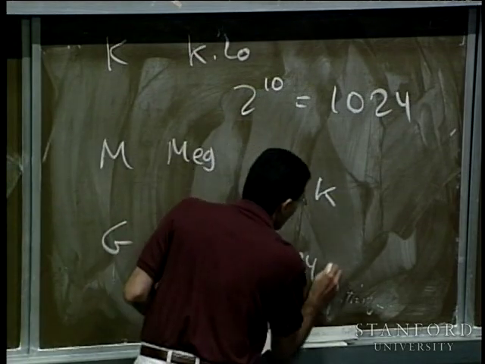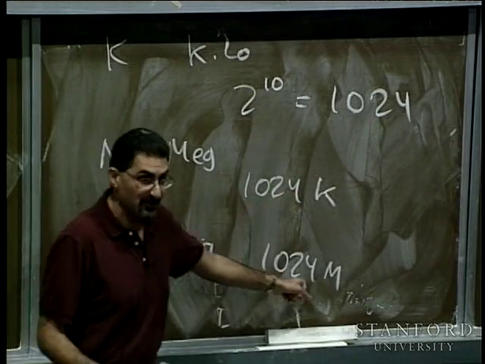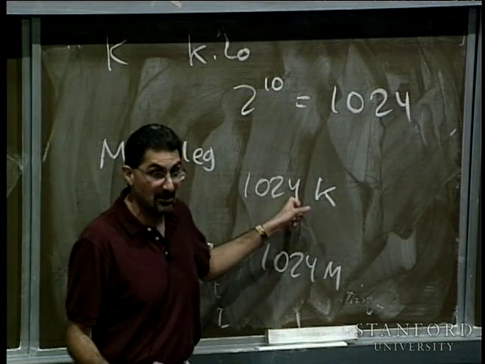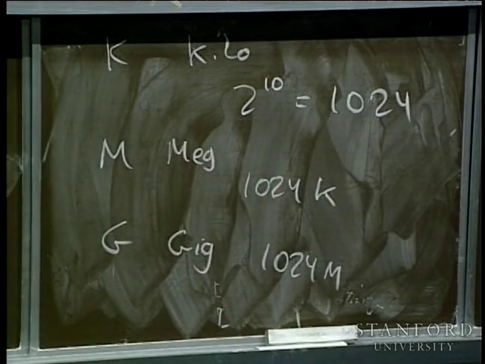This is 1,024 meg. So when you start adding these all together, you're actually getting a lot of bonus memory for your gig. Because it turns out you're getting 1,024 megs, and each one of your megs is getting 1,024 K, and each one of your K is getting 1,024. So you're getting a little bit of a bonus.